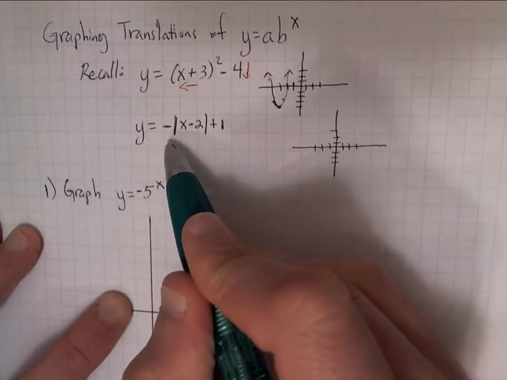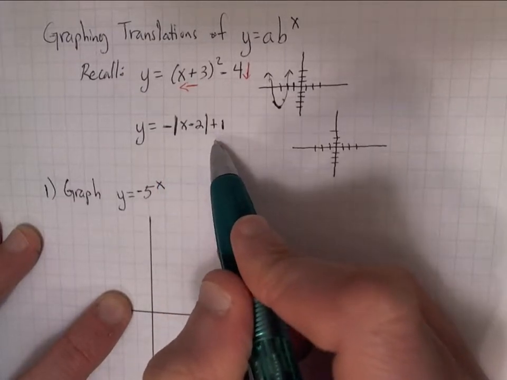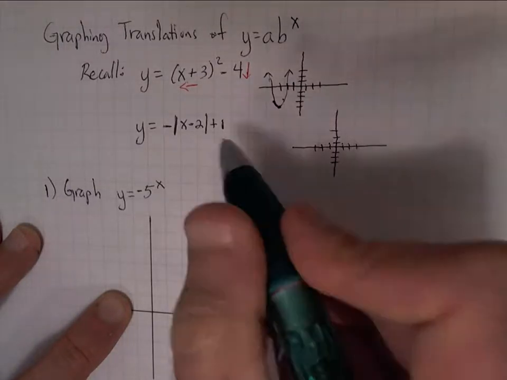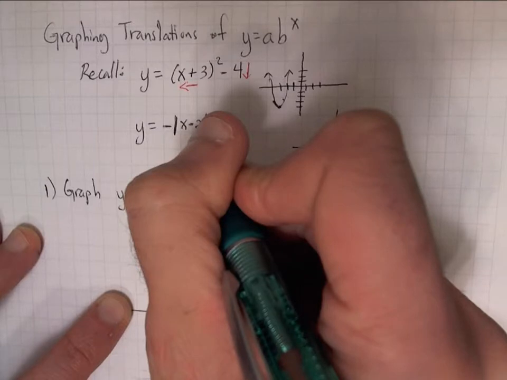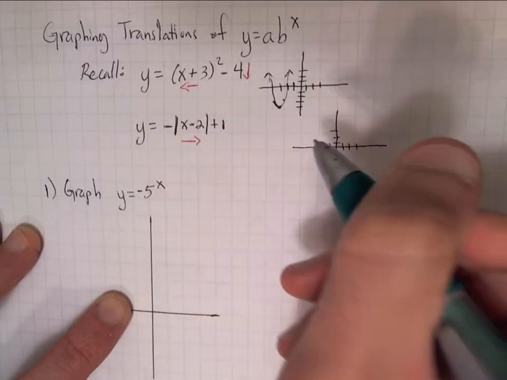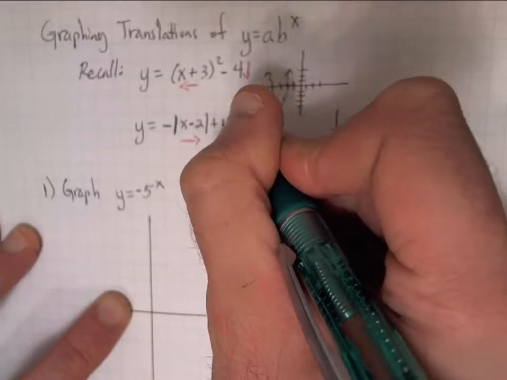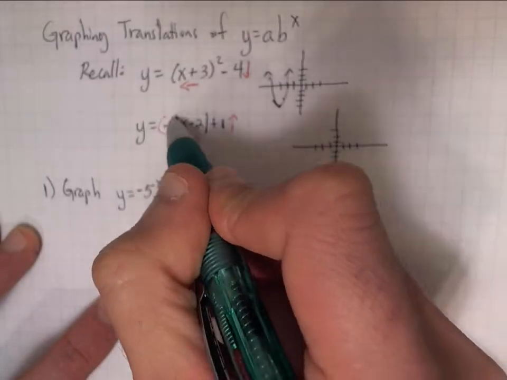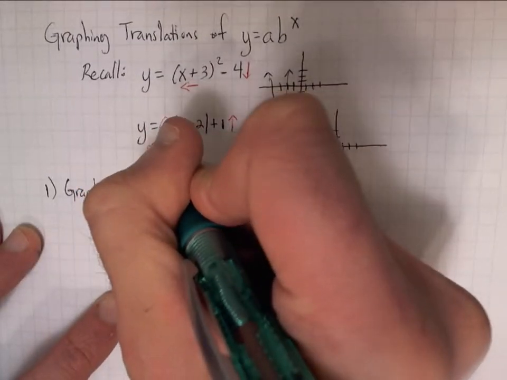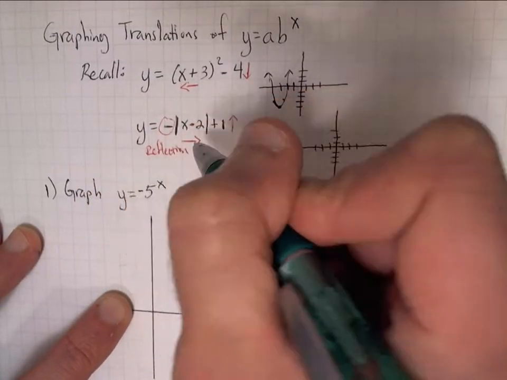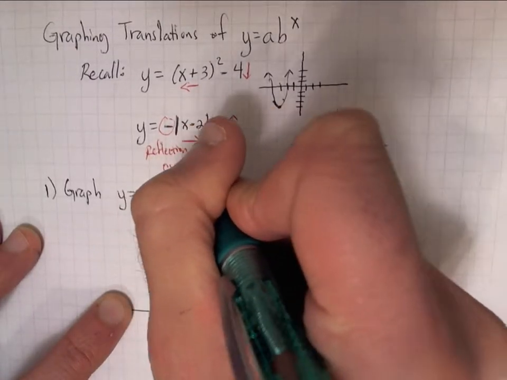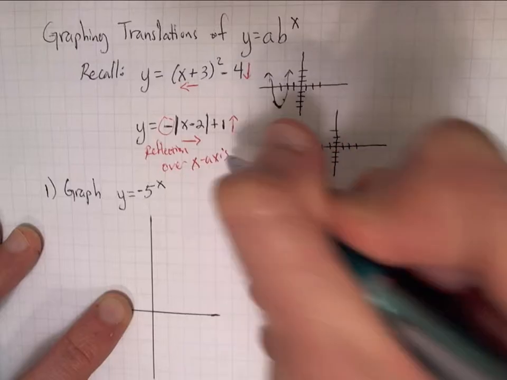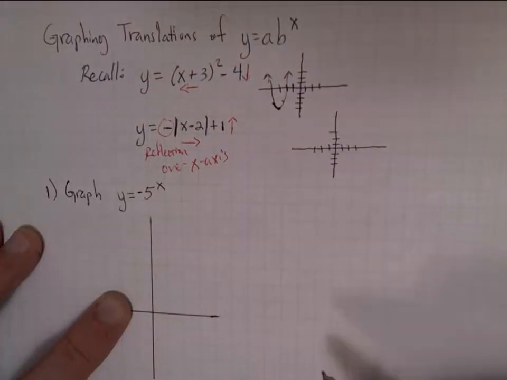Same thing. We have y equals negative absolute value of x minus 2 plus 1. The guy hanging out on the inside represents the horizontal shift. It's kind of the opposite of what you think, so that's going to be to the right 2. And then on the outside is your vertical shift. That'd be up 1. And this negative means this is a reflection over the x-axis.